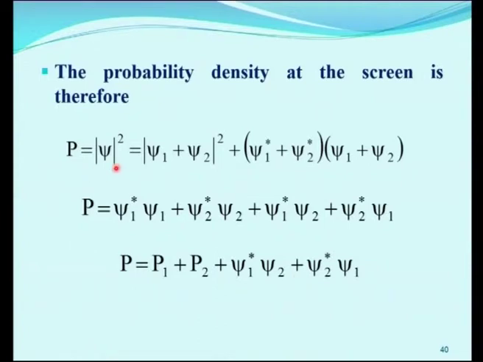So, P is equal to modulus psi squared, which is equal to the modulus of psi 1 plus psi 2 squared, which is psi 1 star plus psi 2 star into psi 1 plus psi 2. Then P is equal to psi 1 star psi 1 plus psi 2 star psi 2 plus psi 1 star psi 2 plus psi 2 star psi 1. So, P is equal to P1 plus P2 plus psi 1 star psi 2 plus psi 2 star psi 1, because psi 1 star into psi 1 is modulus psi 1 squared, instead of which we can write P1. Similarly, psi 2 star into psi 2 is modulus psi 2 squared, instead of which we can write P2. So, we have got this equation.